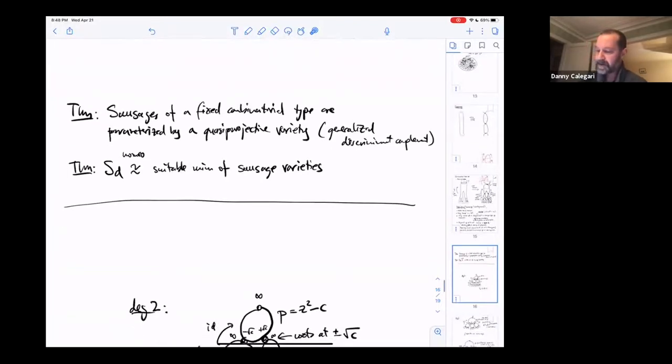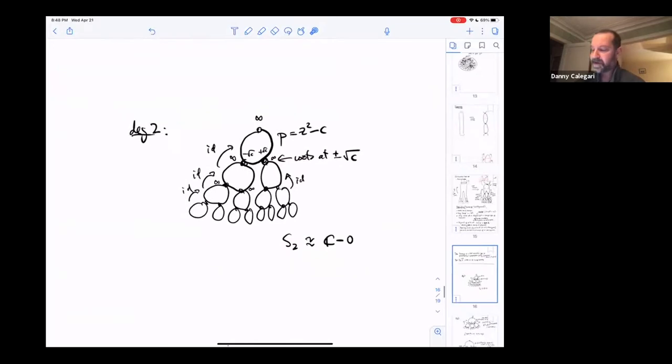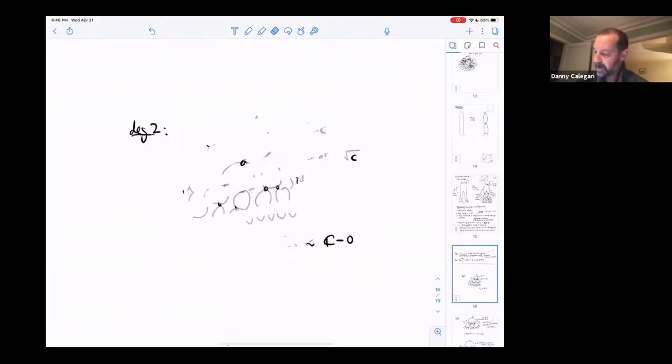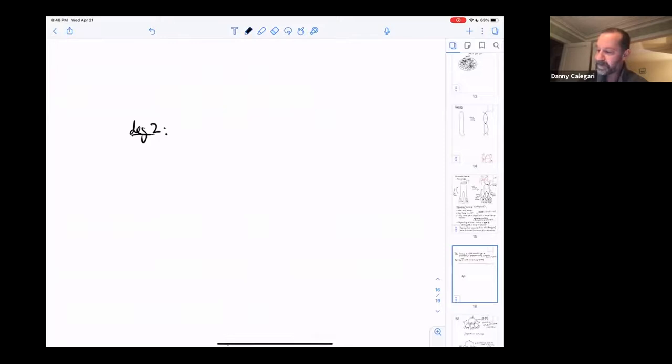So I wanted to end by showing you in a few cases exactly how this works out. So the degree two case. Maybe I'll just reconstruct from scratch the degree two case so you could see what the rules are if you didn't digest them. And I apologize because it probably went by very fast.